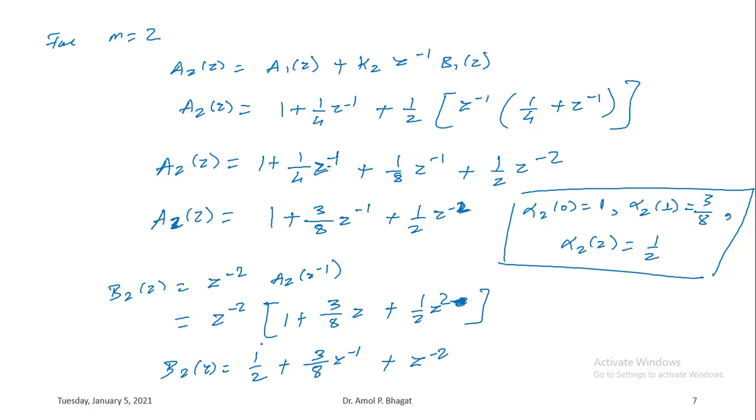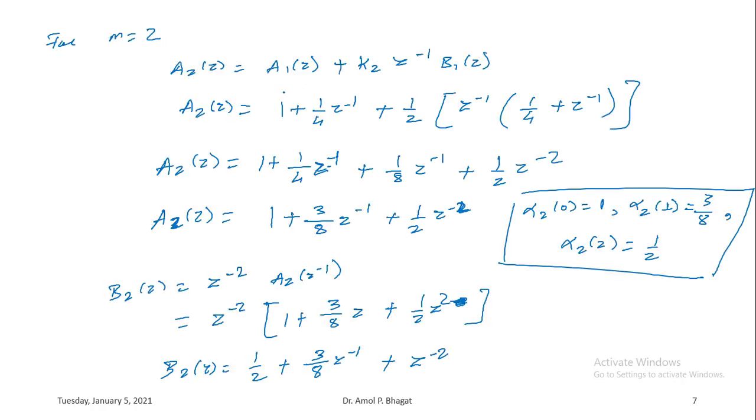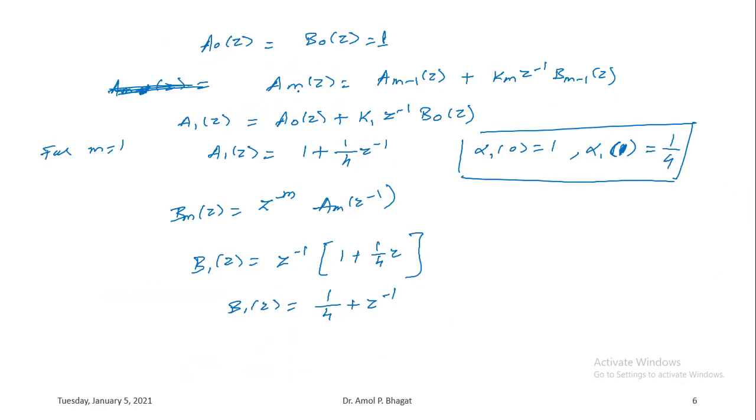Okay, so from this you can obtain a3 for m is equal to 3. So what equation do you have? a3 of z is equal to a2 of z plus k3 z inverse b2 of z, right. So a3 of z is equal to a2 of z plus k3 z inverse b2 of z.